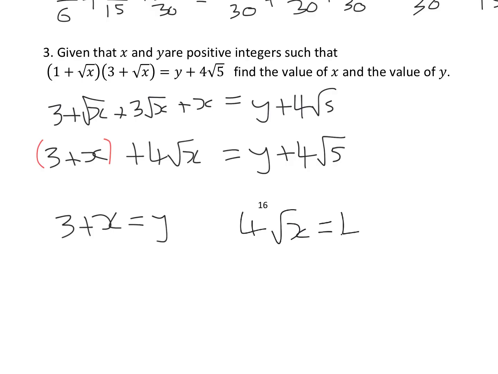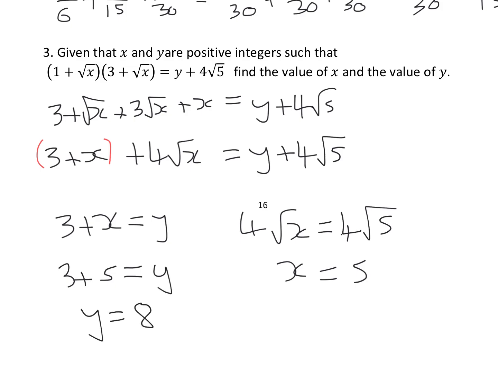That's the easier one you could have started with, because you can see from that equation, if 4 root x equals 4 root 5, the x must be 5 in order for the left to be identical to the right. So that one tells us that x is 5. Use that in the other equation. 3 plus x, 3 plus 5 is equal to y, so y must be equal to 8. And if you've got time in the exam, because that's a hard extension question and near the end of the exam, I'd put those numbers in and check it actually works.